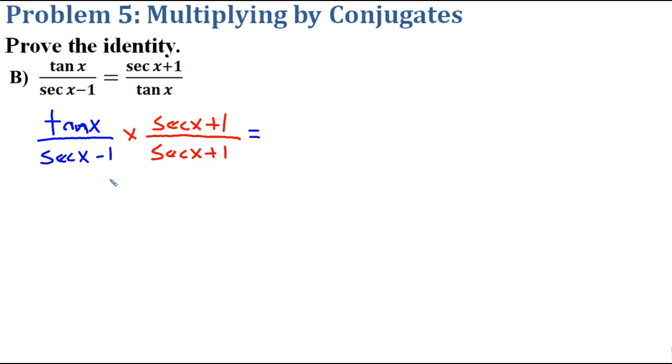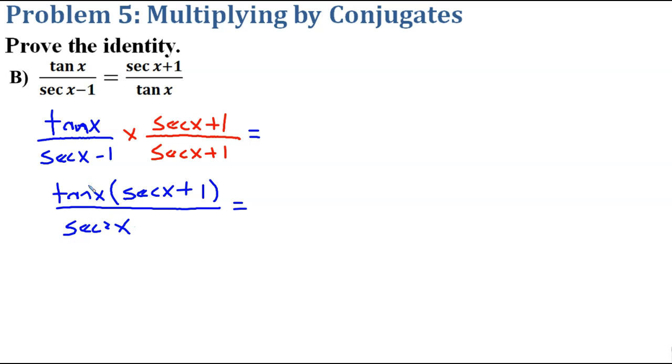Okay, let's multiply that out. And I'm not going to distribute in my numerator. I'll show you why. I'm going to say I have a tangent x times secant x plus 1. If I did distribute, I could always factor later. And in my denominator, I have a secant squared. And there'll be a secant x positive and a negative secant x. Those will cancel, and I'll have a minus 1.